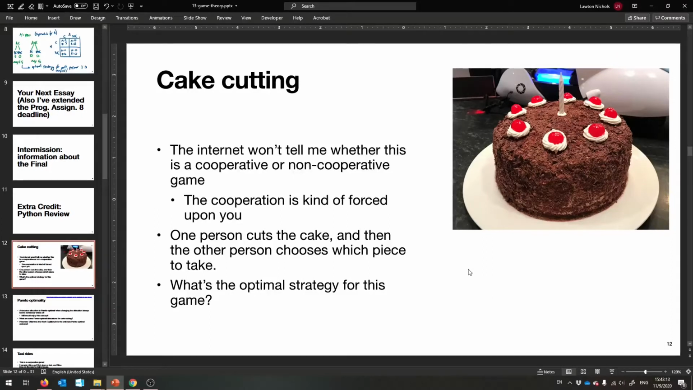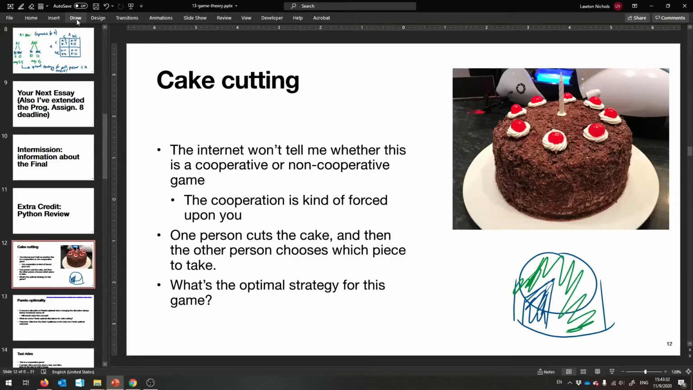So if you have a giant cake and a sibling nearby, if you cut the cake like this, like here's one piece here, and then here's the other piece, which is the rest of the cake, which one do you think your sibling is going to pick? Okay, they're going to pick the big one. So the optimal strategy is, of course, to cut it perfectly in half.